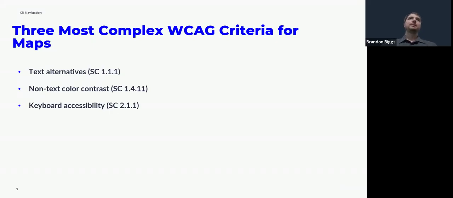There are 3 guidelines that are really, really difficult to meet, and every single one of the top 13 digital map tools that I showed earlier failed these 3 guidelines. And so we're going to talk about how to meet these 3 guidelines today. They are non-text content, keyboard accessibility, and non-text contrast.